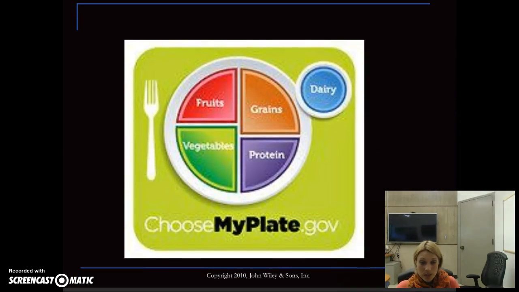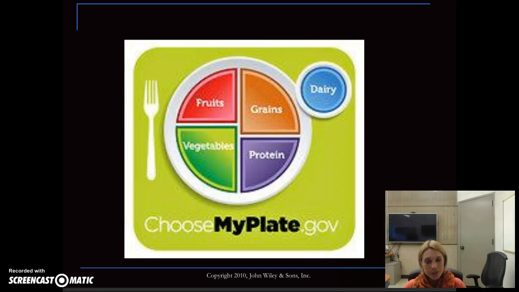So next, we have Choose My Plate. Choose My Plate is a translation of the dietary guidelines into food choices so people can make food choices that align with the DRIs and the dietary guidelines. As you can see, there are 5 different food groups. So we have fruits, vegetables, grains, protein, and dairy.